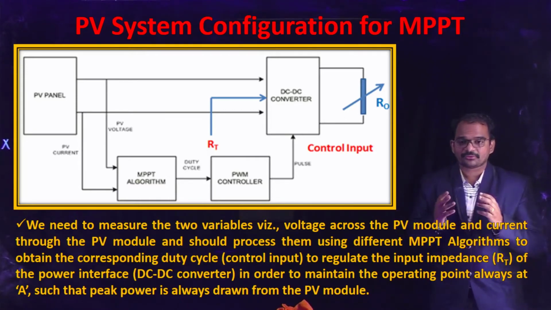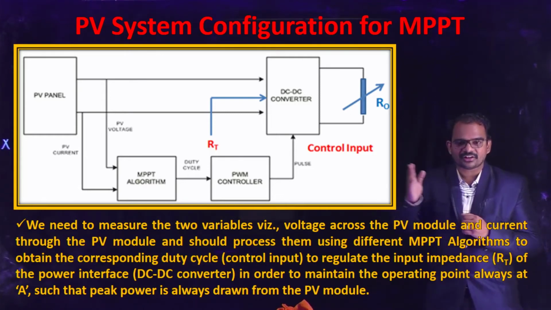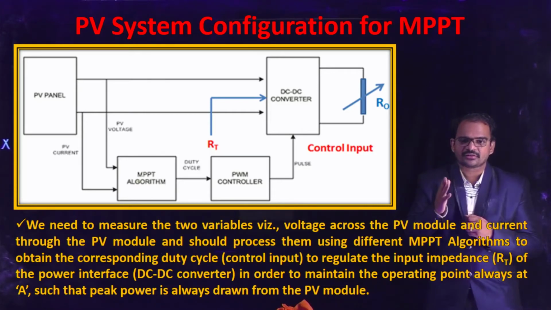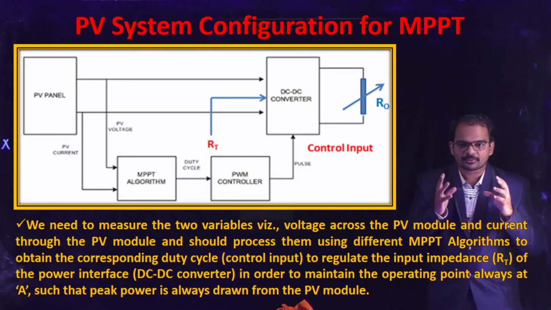Now here what happens, whenever there is a change in the value of the load resistance or not, automatically the controller will generate the duty cycle or the control input, and the control input will drive the DC to DC converter. The DC to DC converter operates accordingly and keeps the value of the RT always constant in order to draw maximum power from the PV panel to the load.